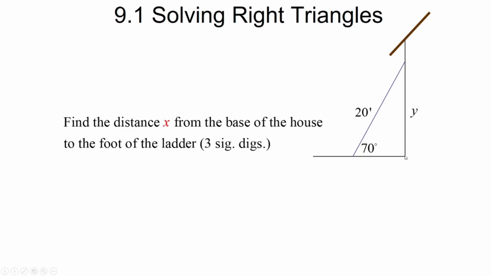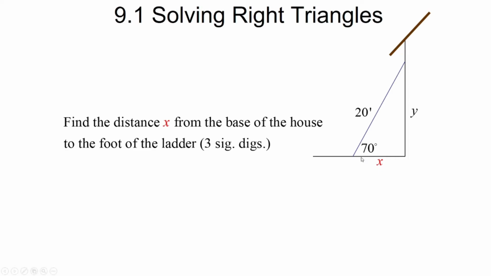So find the distance x from the base of the house to the foot of the ladder. So this must be a ladder on the side of my house right there. The foot of the ladder to the base of the house, this would be my x right here. Okay, and we need that to 3 sig digs. Well, do you notice that this is, again, a perfect right triangle with an acute angle of 70 degrees. All right, and we need to find x, and we're given the hypotenuse of that right triangle is 20 feet.